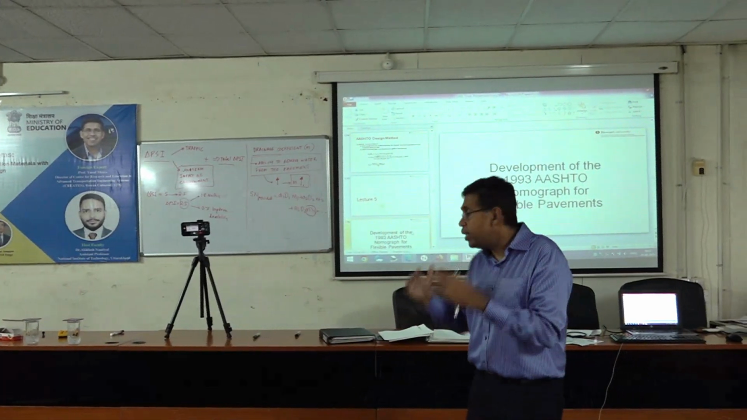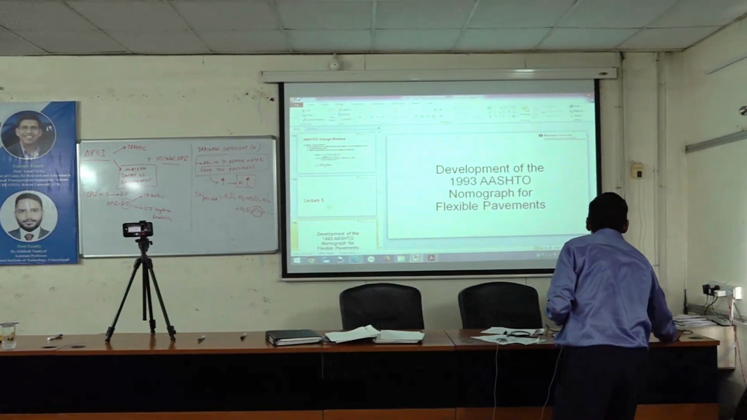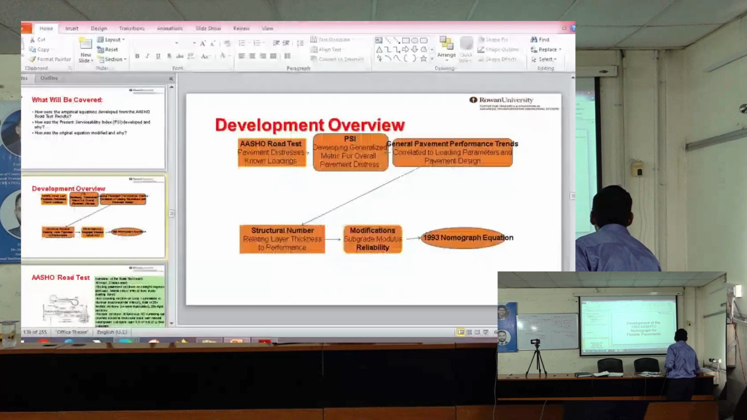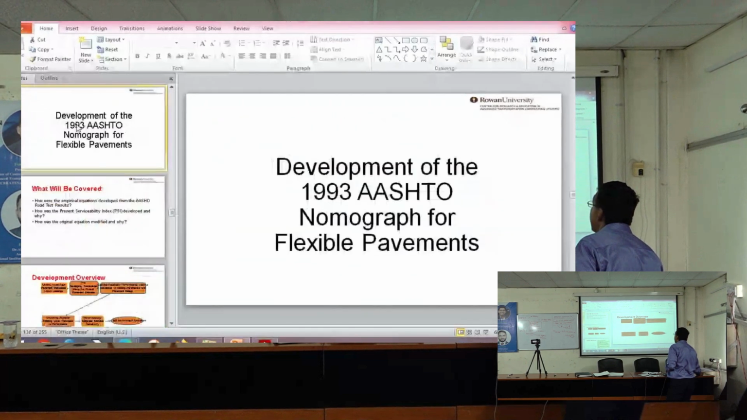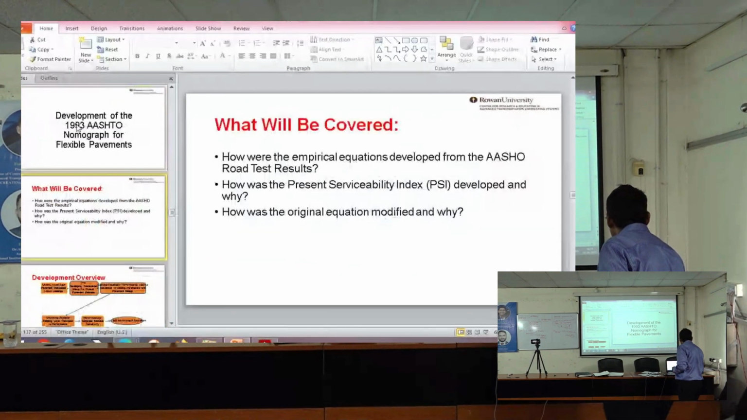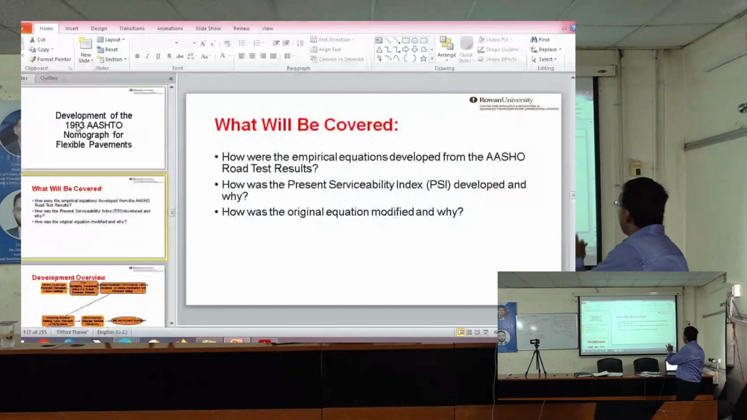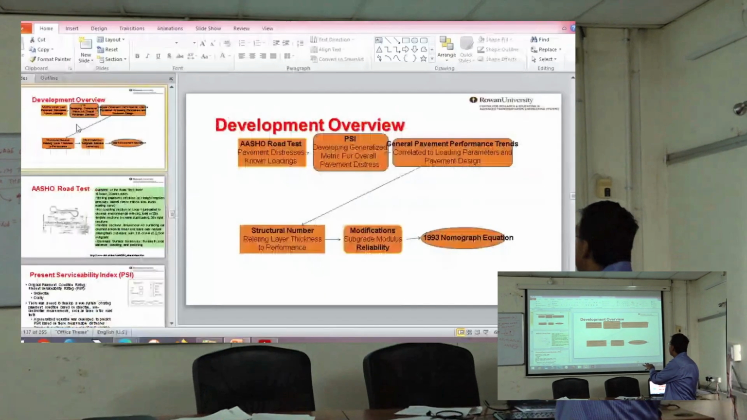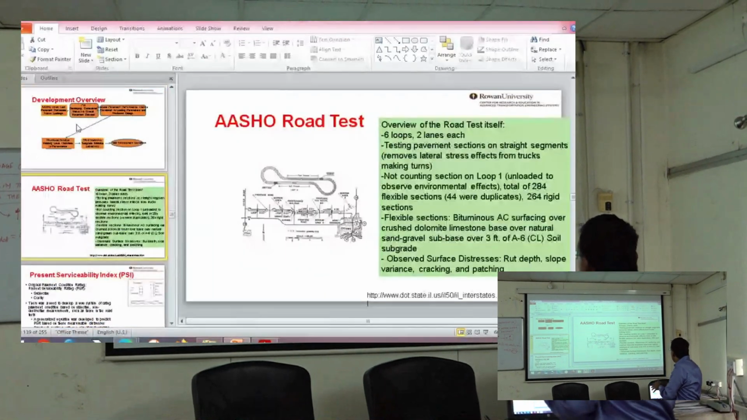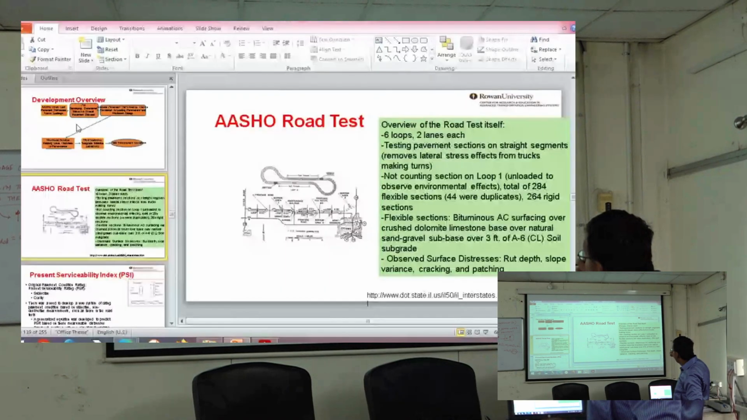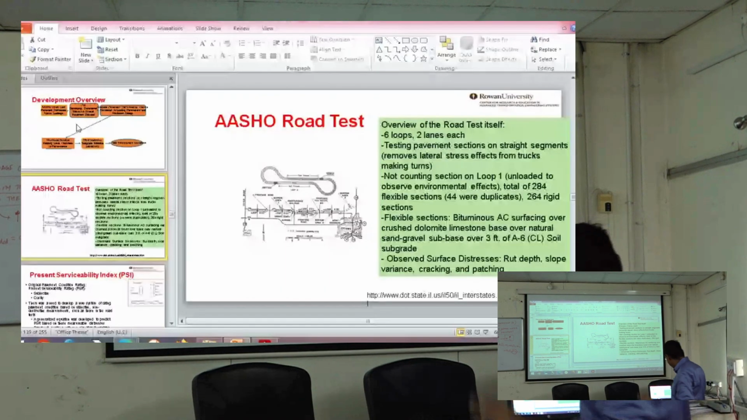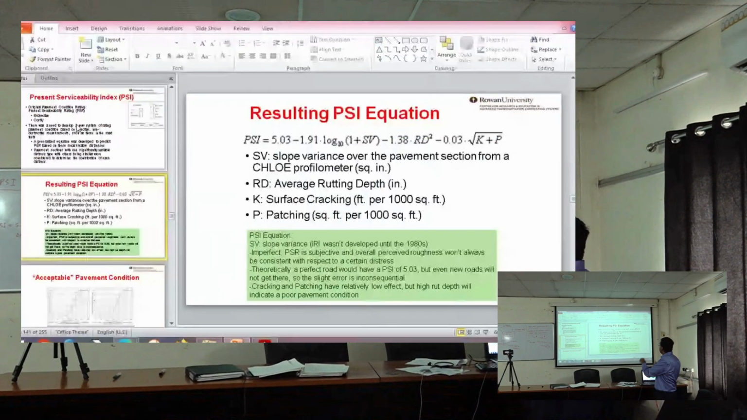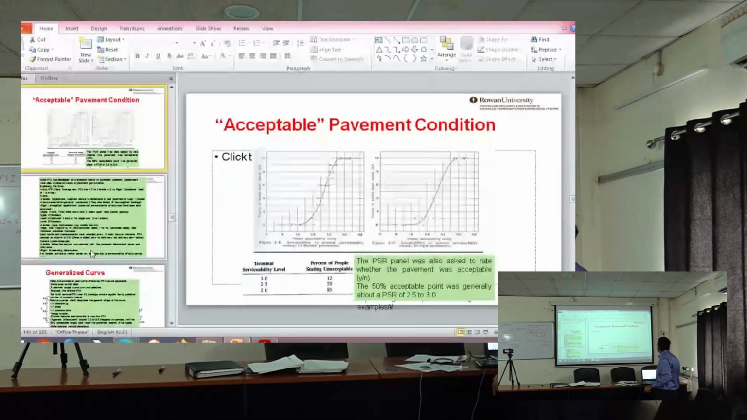They really took some very basic raw data. I'm going to cover each of those: how the empirical equation was developed, how the original equation was modified and why. I'm going to cover each of those layers, what was included in there. I'll come back to it, but I want to explain something, and how they calculate the PSI in the layer.